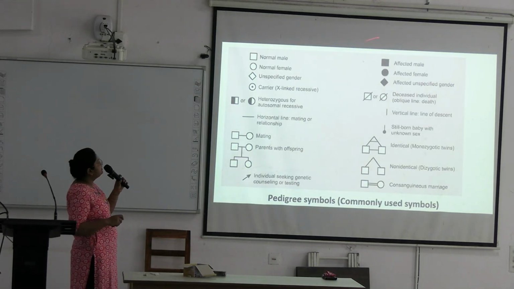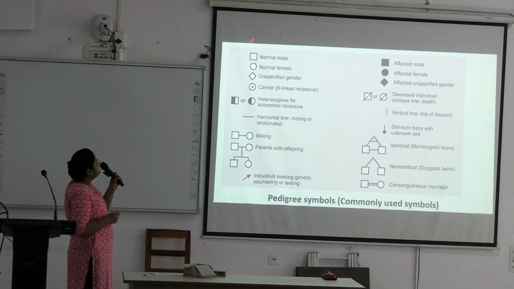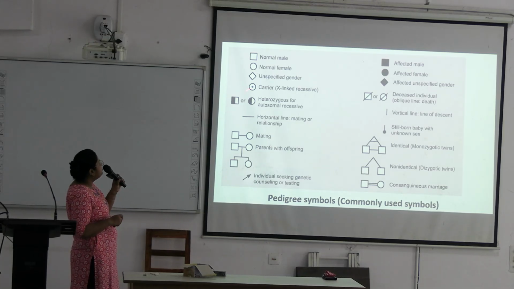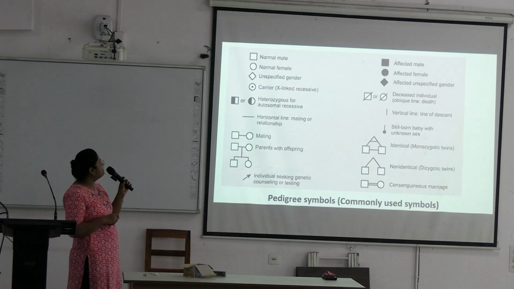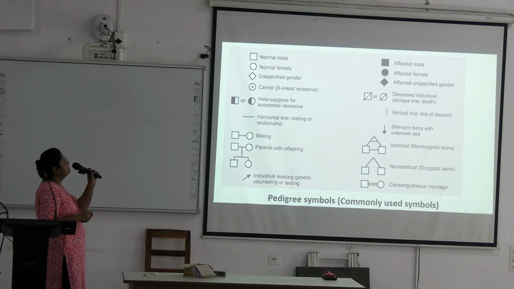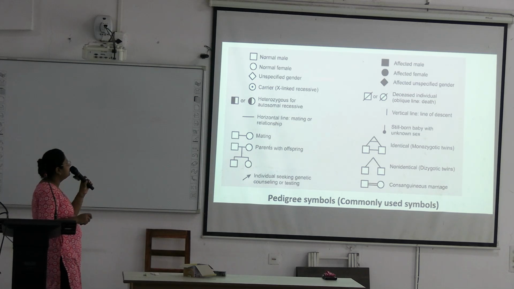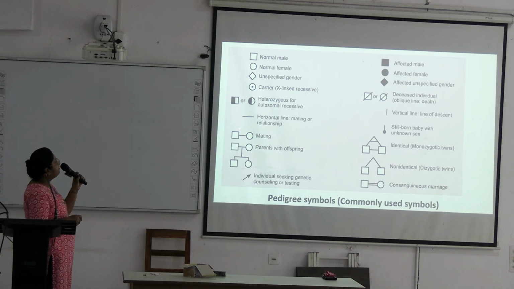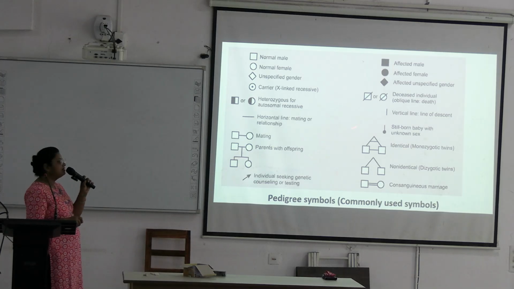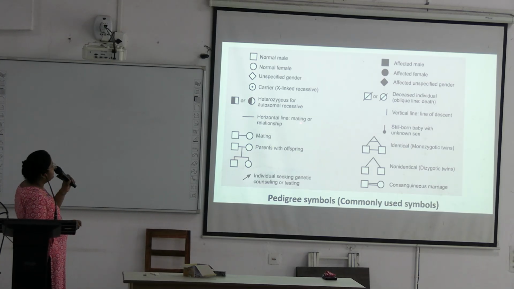See, these signs are used in the pedigree chart. This white square is used for normal male. Round circle, white circle is used for normal female. Diamond shape for unspecified gender. This dot represents the carrier for X-linked recessive inheritance. And half of it being black shading represents heterozygous for autosomal recessive. And a horizontal line is for mating or relationship.